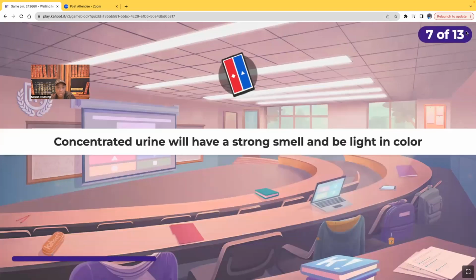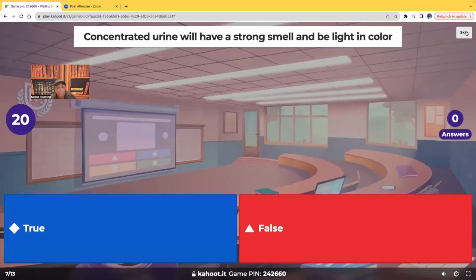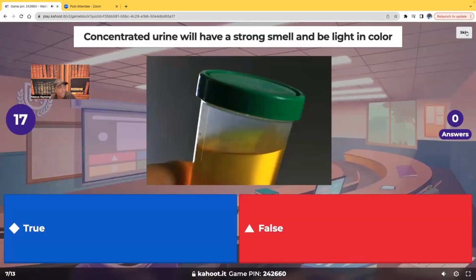True or false? Concentrated urine will have a strong smell and be light in color. Is this true or is this false?